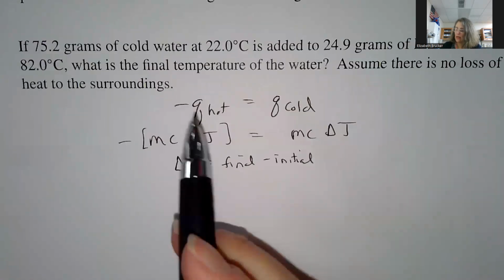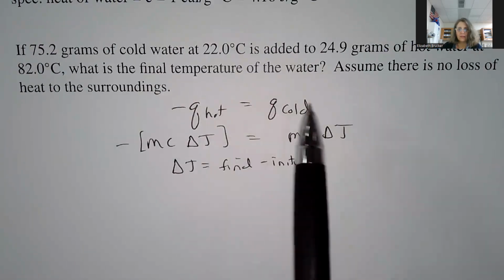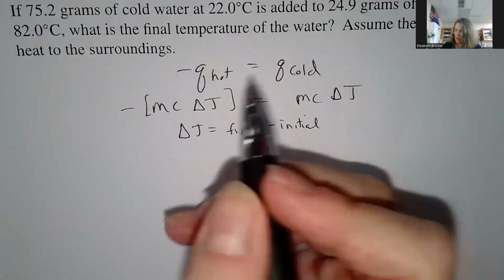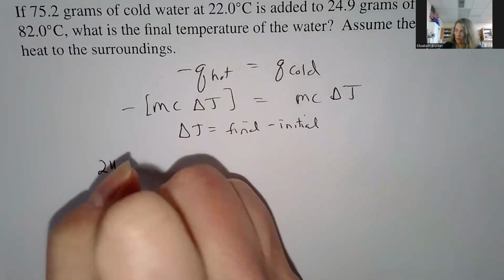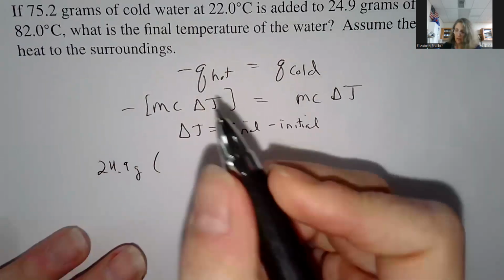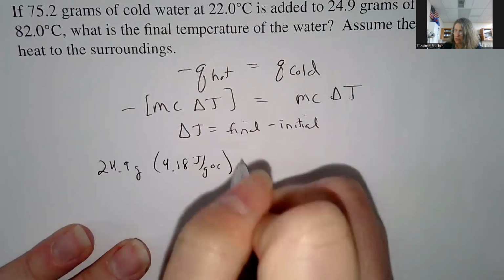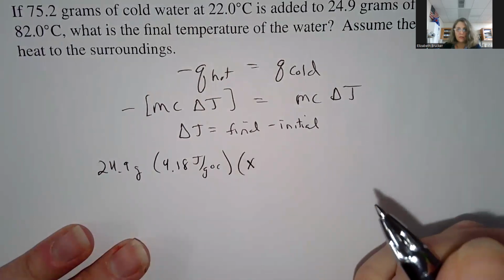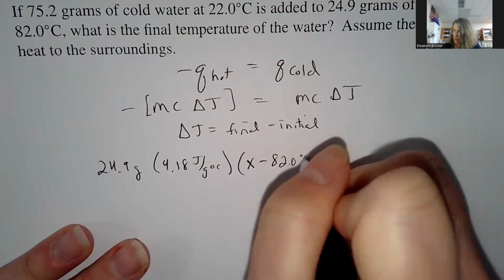So for the hot water to cold water, and we're trying to find the final temperature, you must set them equal to each other. Okay, and there's multiple ways you could do this. So we're going to start with the hot water. We have 24.9 grams of hot water. The specific heat of water is 4.18 joules per gram degrees Celsius. And I have my final temperature, which I'm trying to find, which I'm going to set as X, and my initial temperature is 82.0 degrees Celsius.